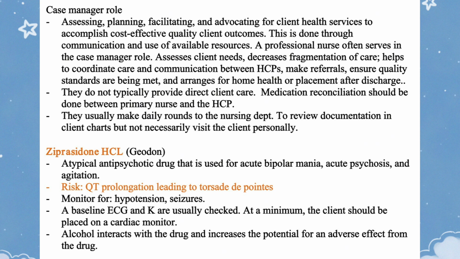Ziprasidone HCl (Geodon) is an atypical antipsychotic drug that is used for acute bipolar mania, acute psychosis, and agitation. Risk: QT prolongation leading to torsade de pointes. Monitor for hypotension and seizures. A baseline ECG and K are usually checked at a minimum. The client should be placed on a cardiac monitor. Alcohol interacts with the drug and increases the potential for an adverse effect from the drug.